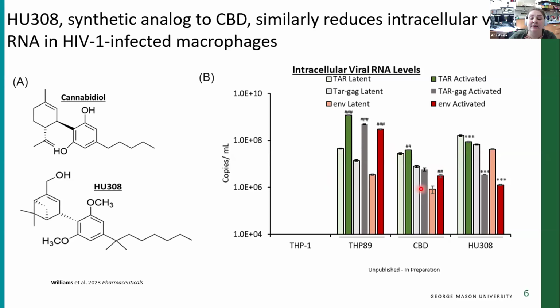What you can see is in both cases, for our latent and activated versions of all three transcripts, both CBD and HU308 are able to decrease these transcripts. Furthermore, it was interesting that HU308 specifically did a greater decrease in the activation of these transcripts, potentially indicating a unique mechanism compared to CBD.